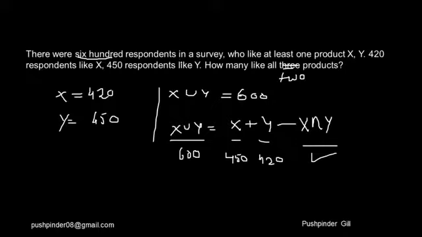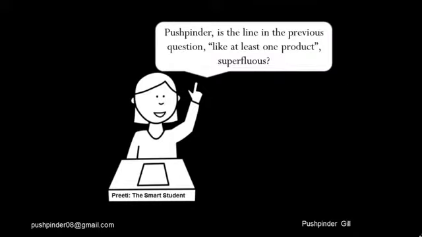You just had to find out the values. The values were given for you for X and for Y and for X union Y. And you just need to calculate all 2 products, that is X intersection Y, right? So I hope everyone is understanding. Okay. Preeti is asking me a question. So she's asking me, is the line in the previous question, like at least one product, superfluous?